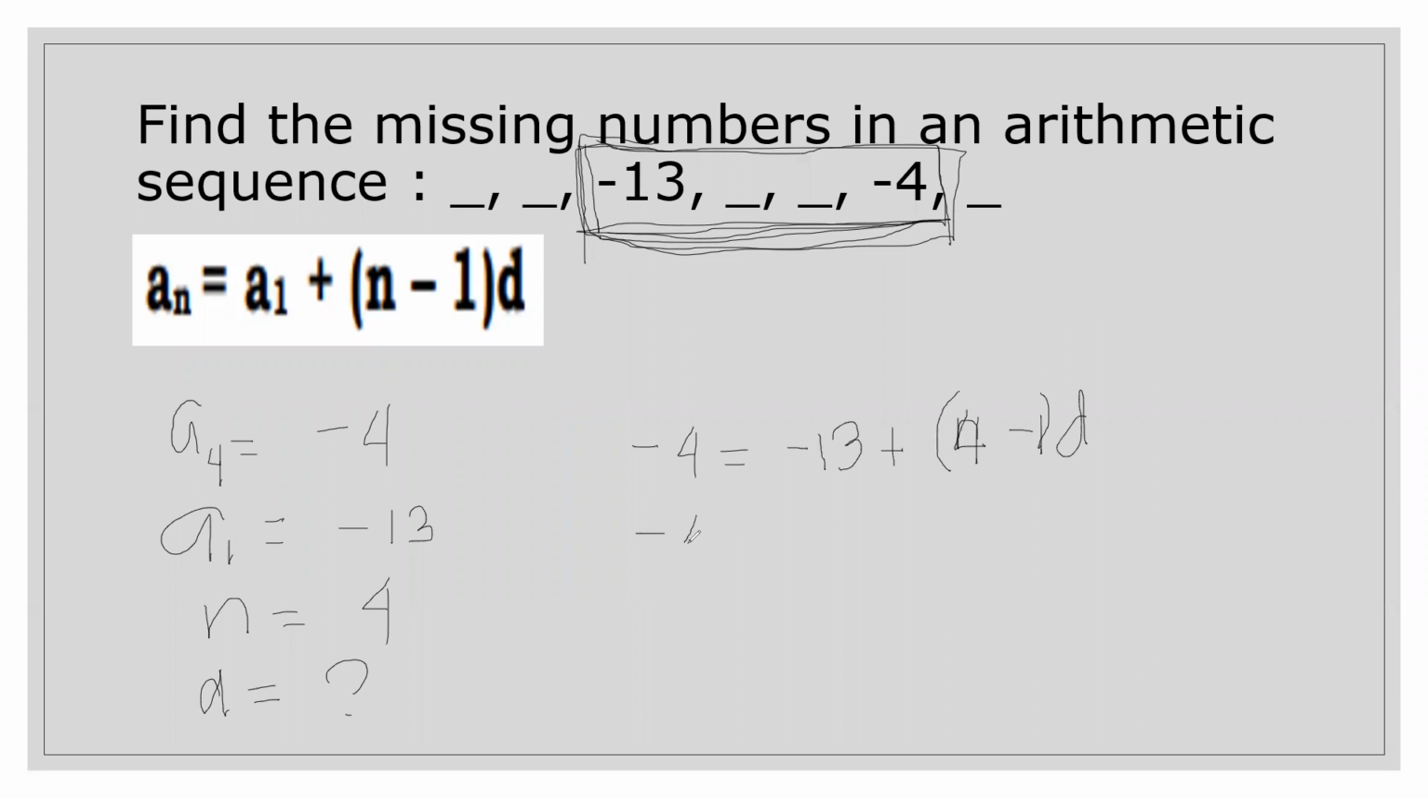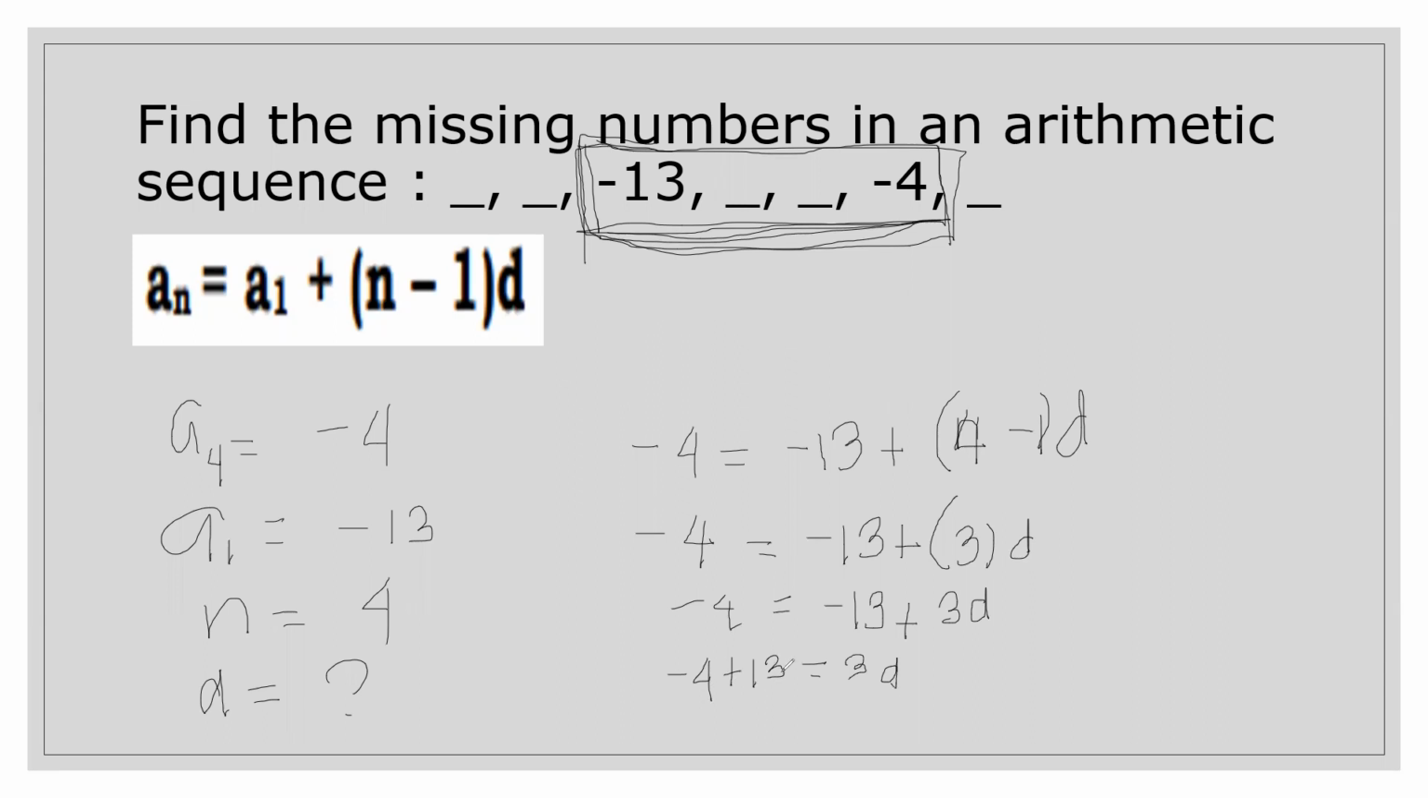So that's negative 4 equals negative 13 plus 4 minus 1. 3 times d. So that becomes negative 4 equals negative 13. 3 times d. 3d po. 3D. That's positive 3d. So tanggalin natin ang kapitbahay niya, which is negative 13. Ano mangyayari kay negative 13? Magiging positive 13 po. Yes, that's correct. Magiging positive na siya kasi tatalon siya ng equal sign. Equals 3d.